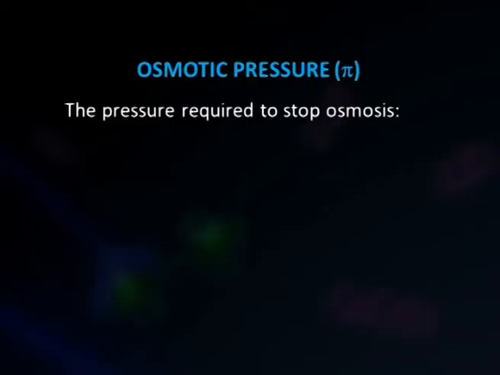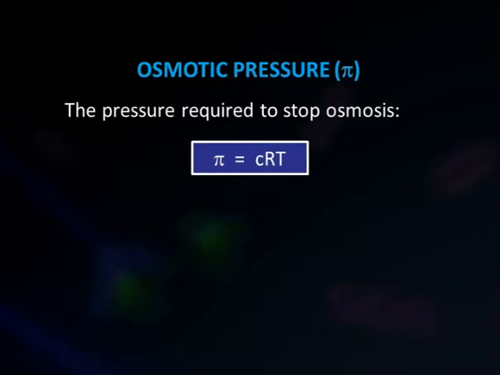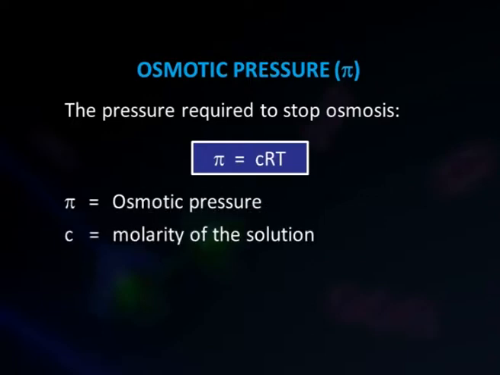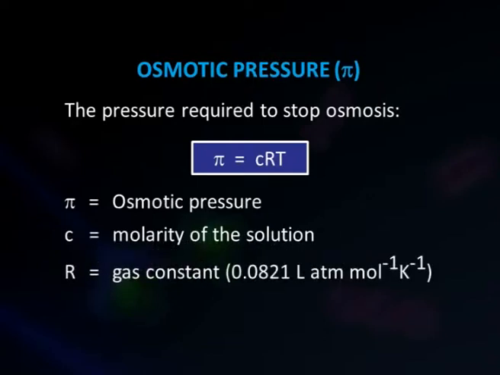Osmotic pressure is presented as pi = CRT. As you know, pi is osmotic pressure, C is concentration of the solution which can also be denoted by molarity, R is gas constant. Its value is 0.0821 liter atmosphere per mole per Kelvin. T is temperature in Kelvin. R can also be replaced by S, where we can say S is a solution constant.